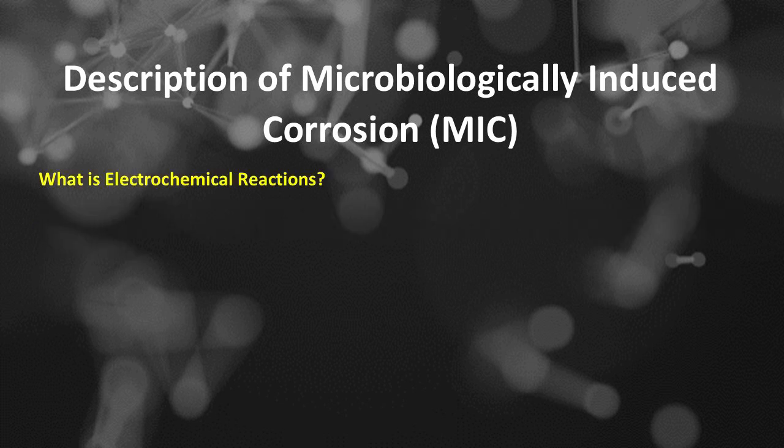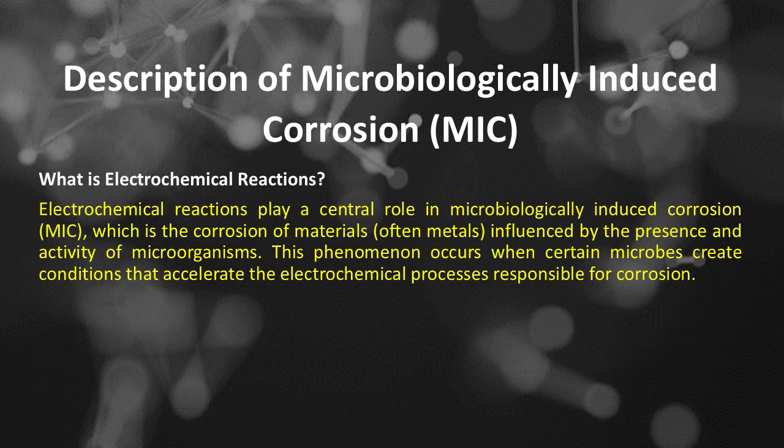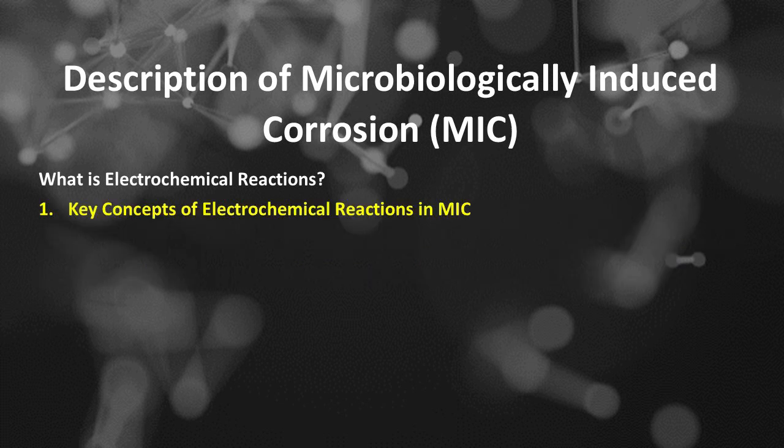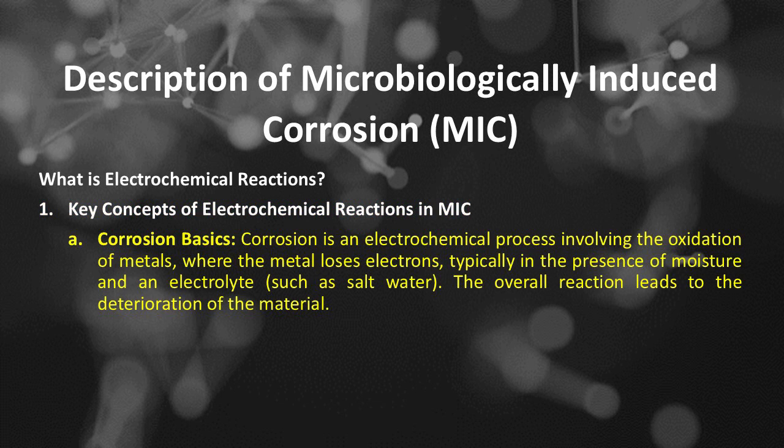What is electrochemical reactions? Number 1 is key concepts of electrochemical reactions in MIC. Number A, of key concepts of electrochemical reactions in MIC is corrosion basics. Corrosion is an electrochemical process involving the oxidation of metals, where the metal loses electrons, typically in the presence of moisture and an electrolyte, such as salt water. The overall reaction leads to the deterioration of the material.